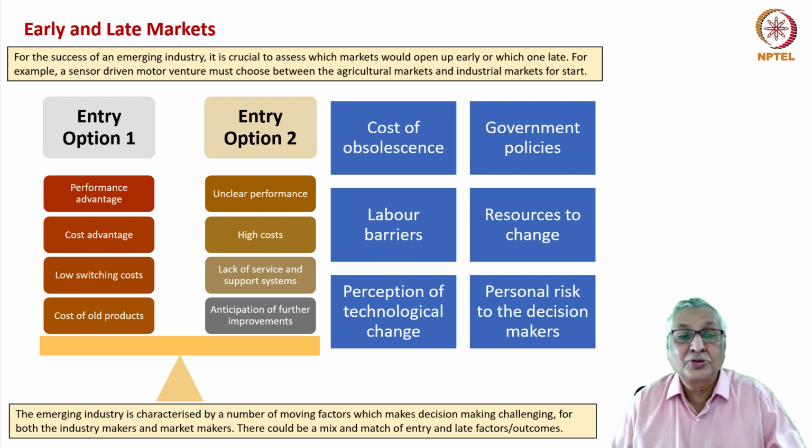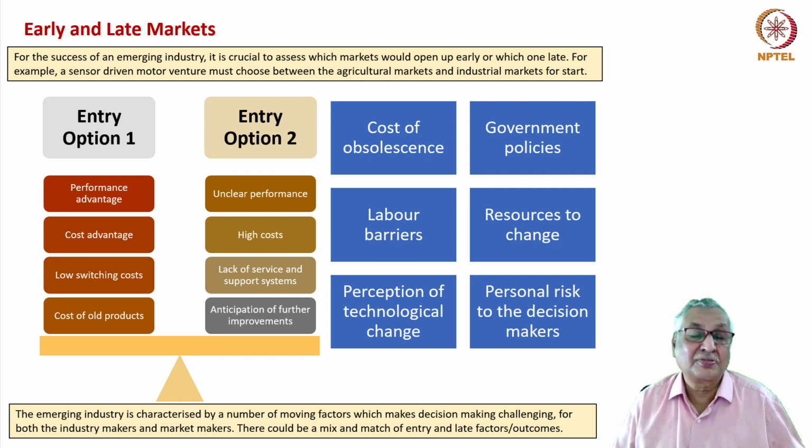If you choose entry option 2, the performance could be unclear, costs would be high, there could be lack of service and support systems, there could be anticipation of further improvements. The paradox of new emerging technologies is that people will wait on, hoping that the next round of technology development could be even better. So why should I buy this technology at this time could be the customer view. Cost of obsolescence, government policies, labor barriers, resources to change, perception of technological change, personal risk to the decision makers are all factors of early and late development of markets in the emerging industry.